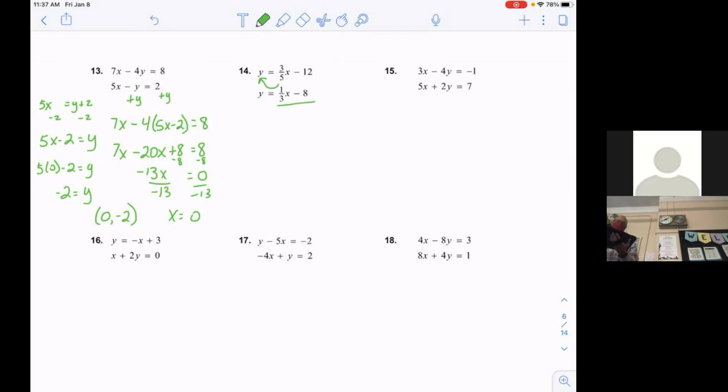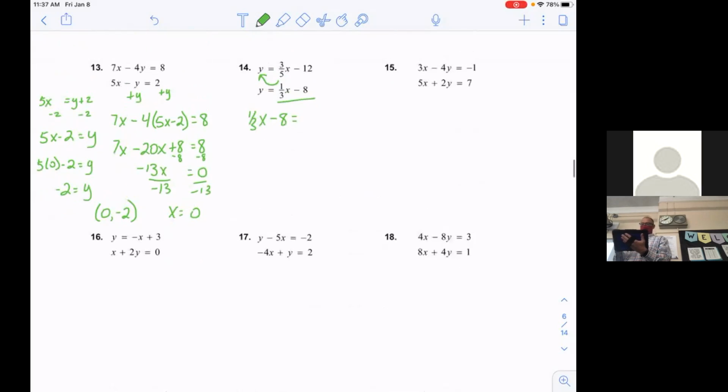Ew, more fractions. I didn't realize all the fractions we had here. This one's ugly. 1/3 x. Are there? Well, it's a good thing we're stopping after 15 then. 1/3 x minus 8. We substitute that in for y, and then we have 3/5 x minus 12.